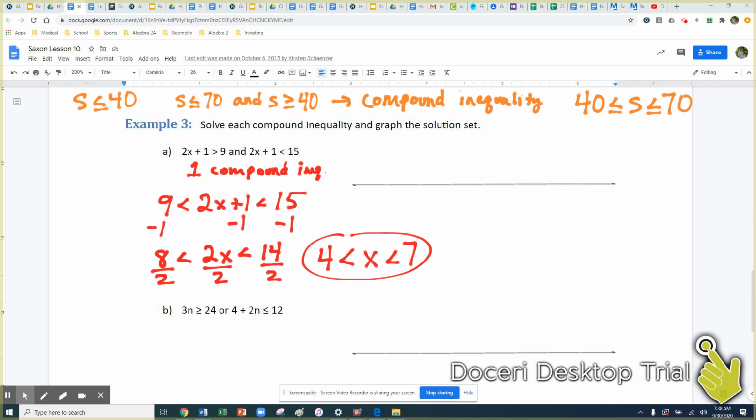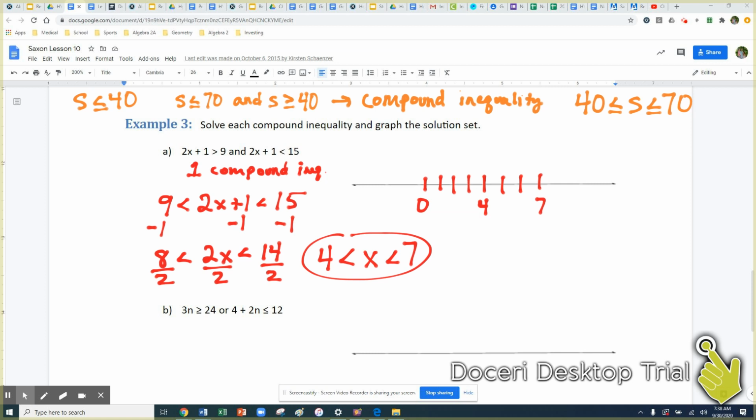Now we can start to graph it out. And when I graph, I always make a 0 to show where 0 is. There we'll put a 4. So 1, 2, 3, 4, 5, 6, 7. There's where we'll put a 7.